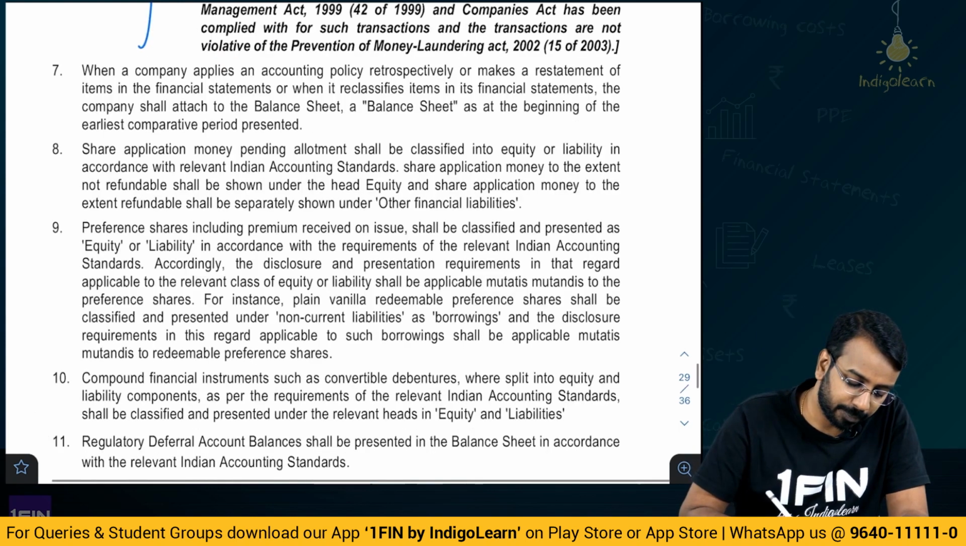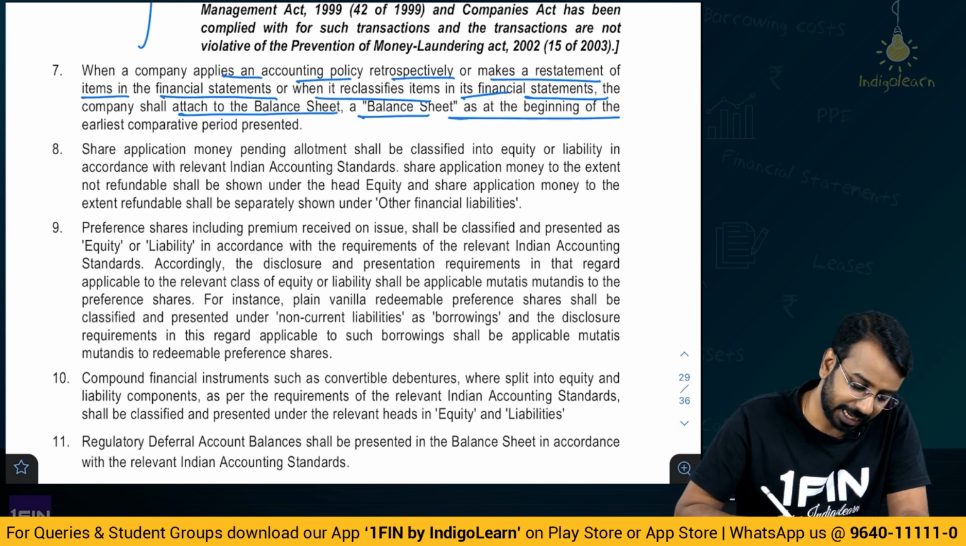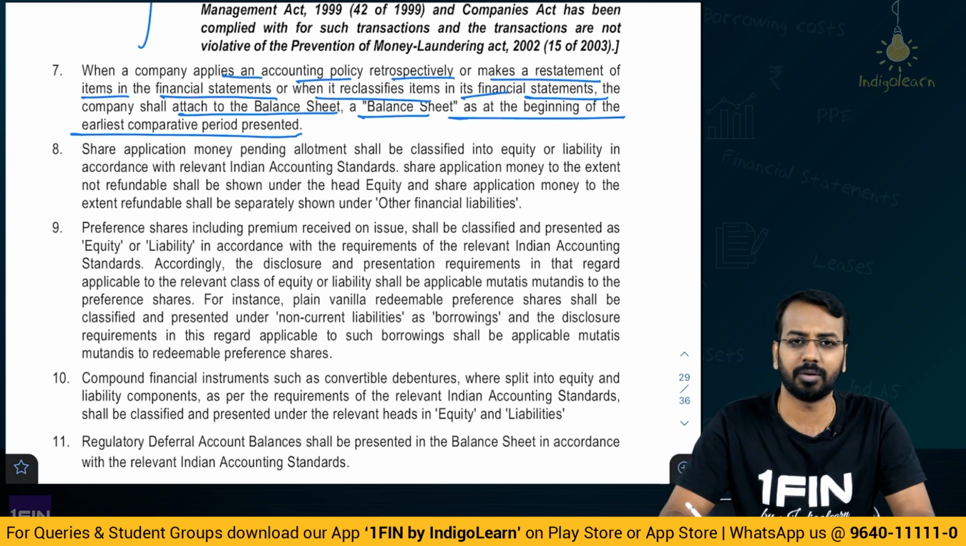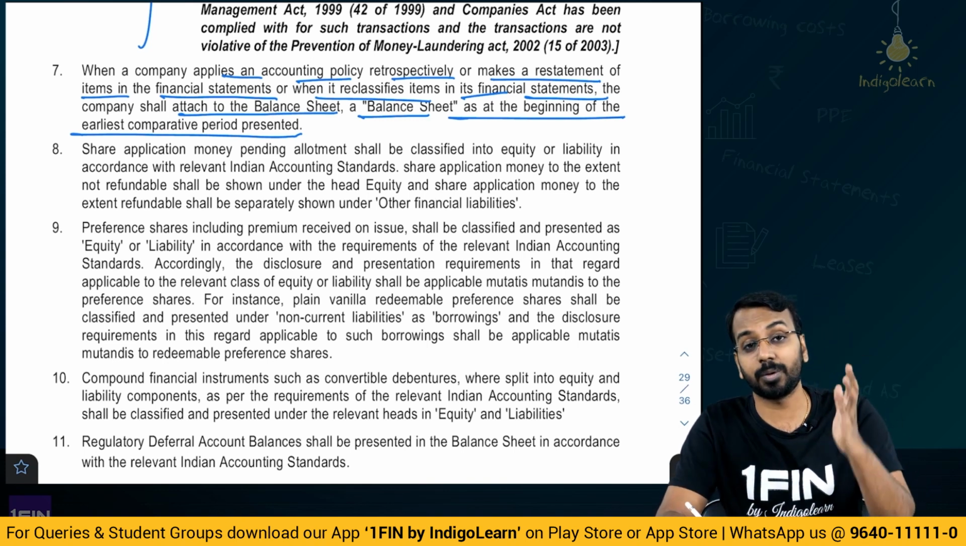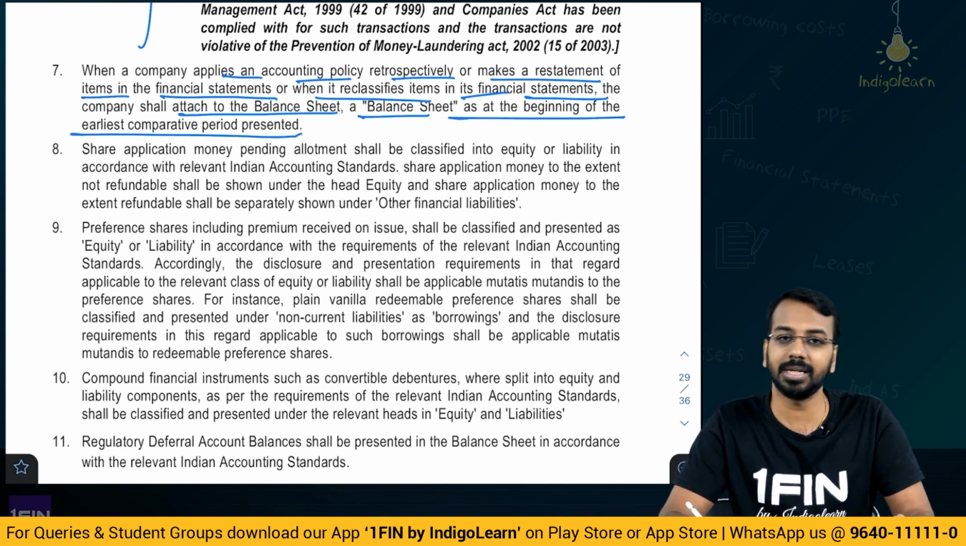Right. Then, where a company applies an accounting policy retrospectively or makes a restatement of items in the financial statements, or when it reclassifies items in the financial statement, the company shall attach to the balance sheet a balance sheet as at the beginning of the earliest comparative period presented. This we have learned as a part of our Ind AS as well, that you have to prepare an opening balance sheet in some specified cases, right? That is being re-emphasized here.